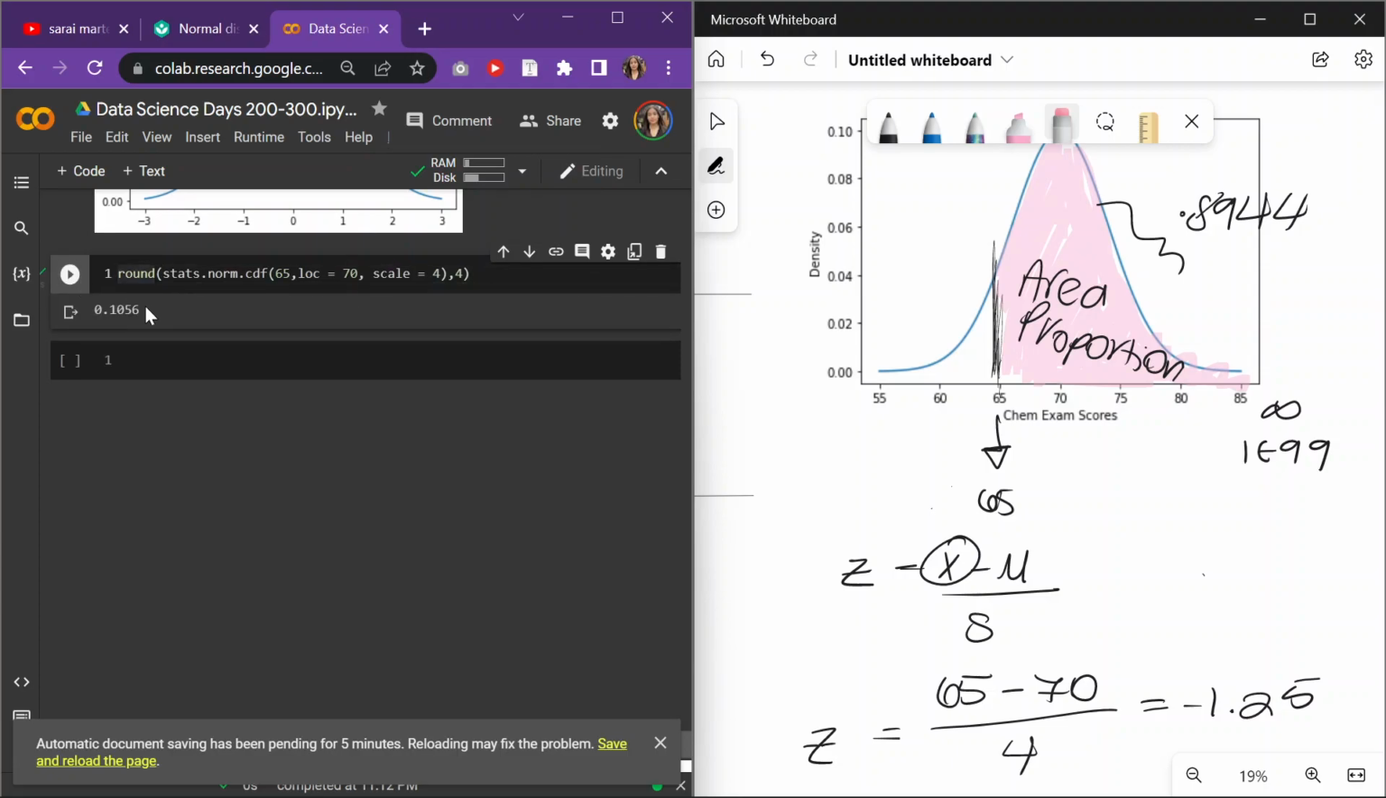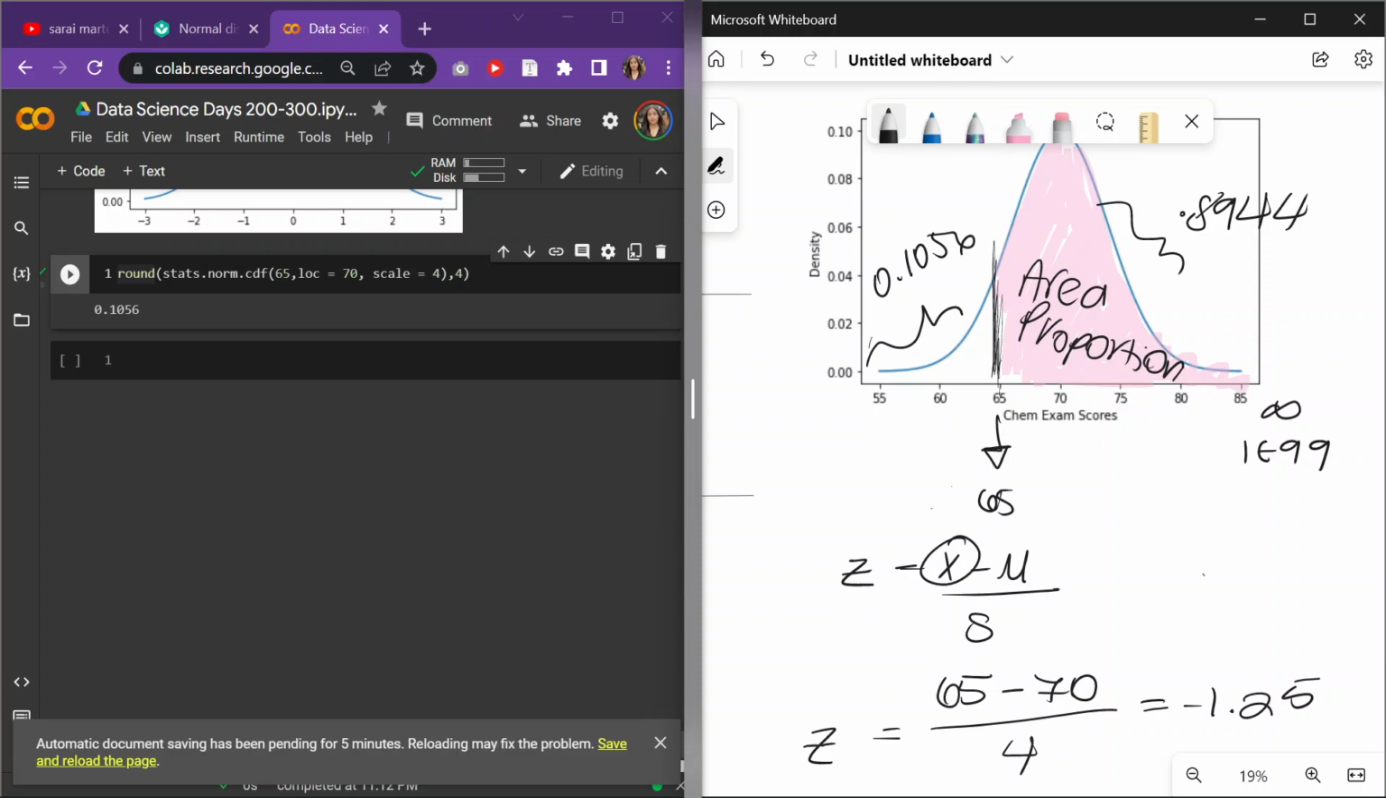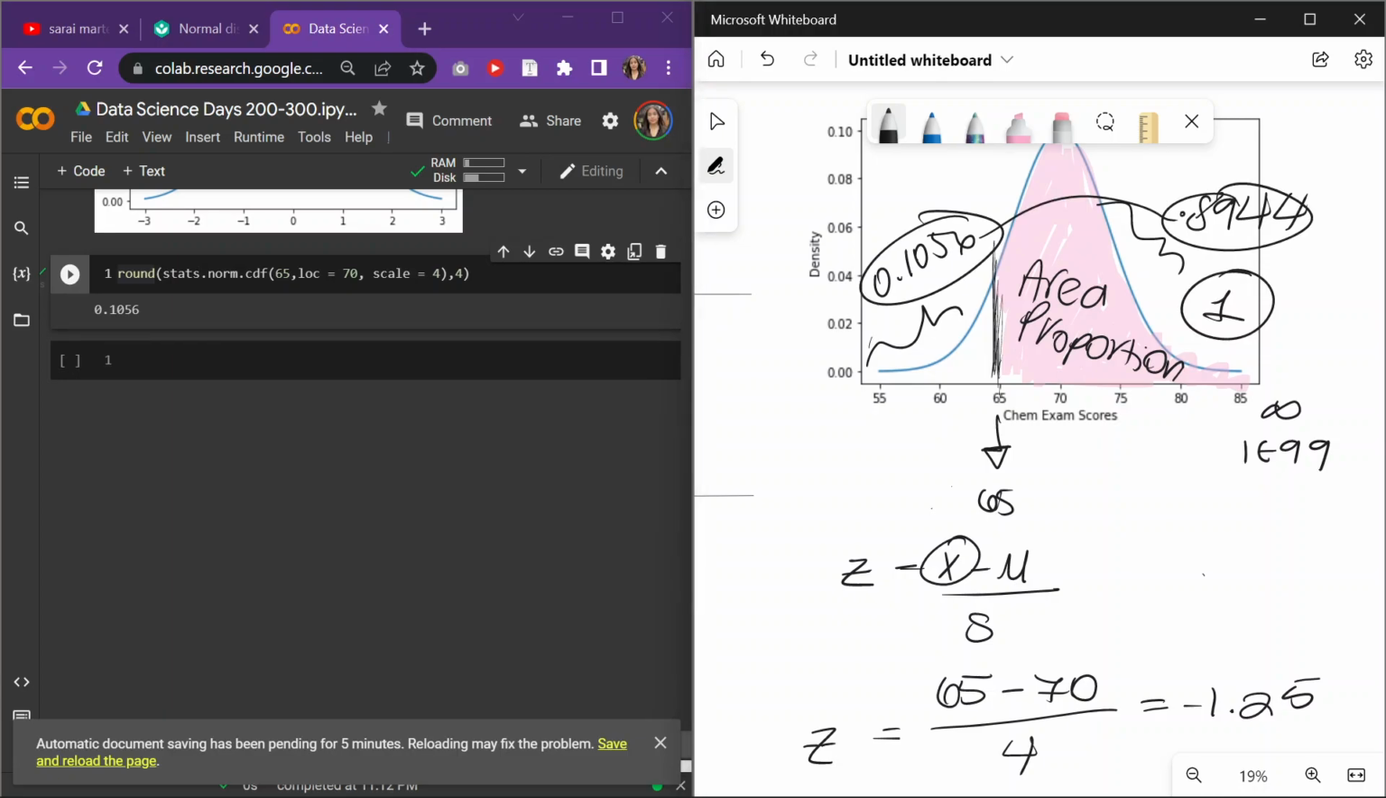We actually get this area right here. This is with Python, by the way, don't get confused. We actually get this area right here. If we add this area and this area, we get 1, which is 100%. But how do we fix this? Again, we just do 1 minus that. Run that and we should get 89.44. See? It's basically just taking the opposite of that.